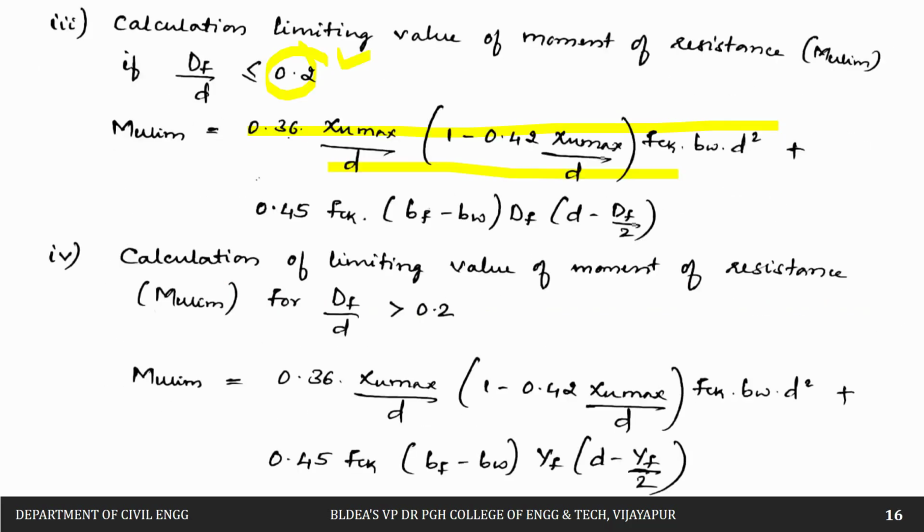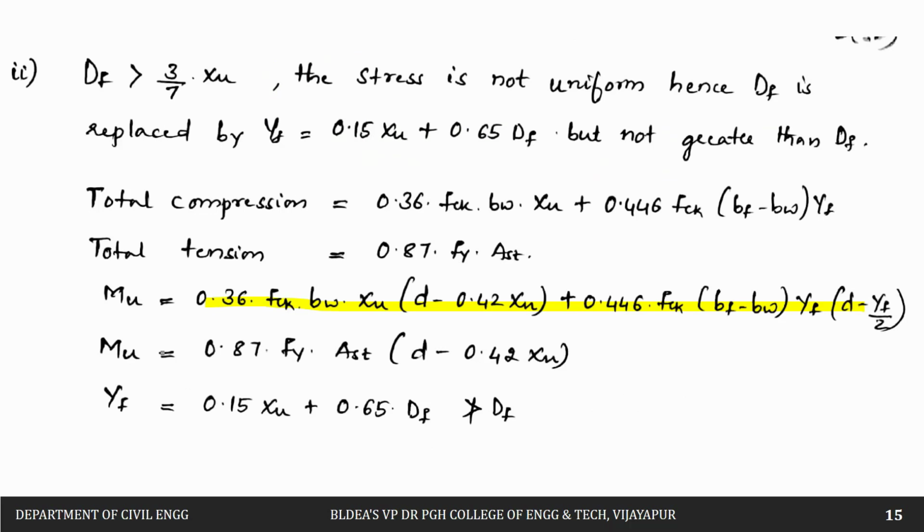This is the equation. If you further simplify this equation, we are going to get that equation. So how to simplify this equation? What happens is that we will be knowing the xu by d value. So what we can do is multiply and divide by d itself. For example, I will divide by d, multiply it by d, and take this d outside. So it will be 1 minus 0.42 xu by d, right?